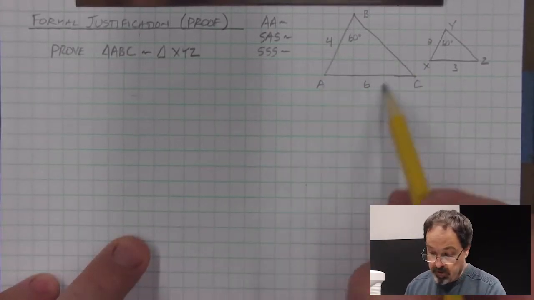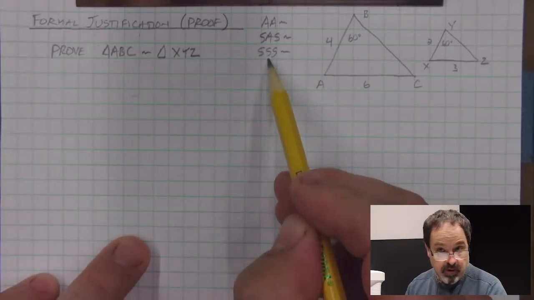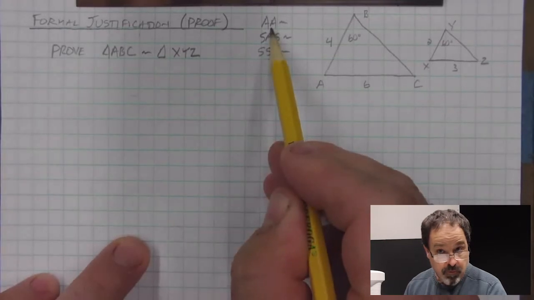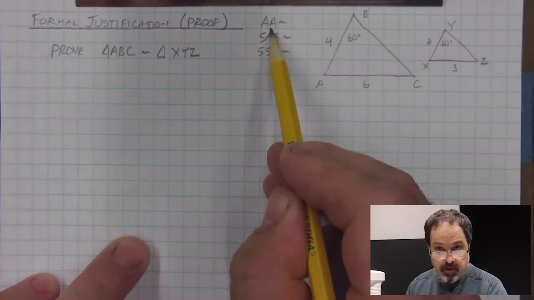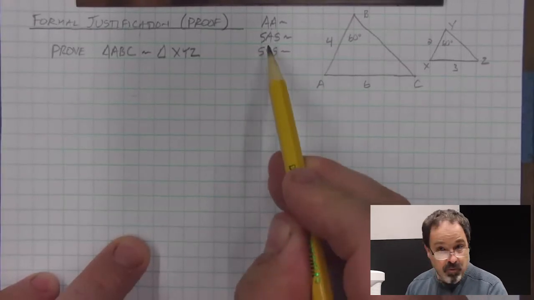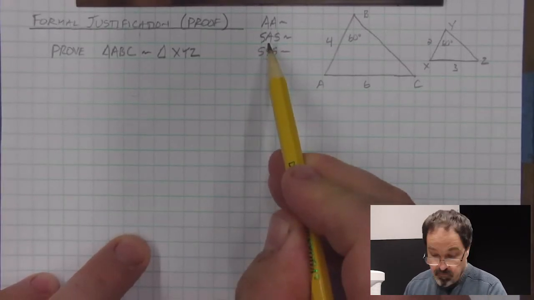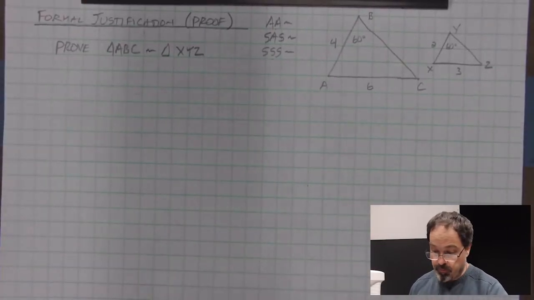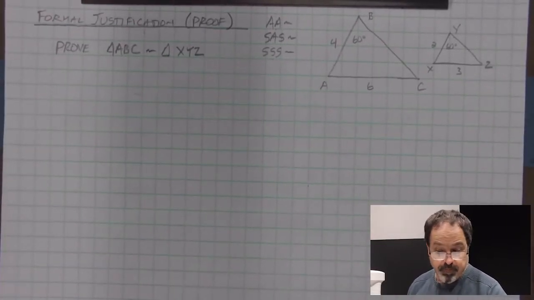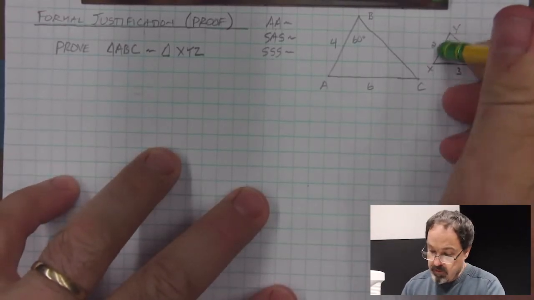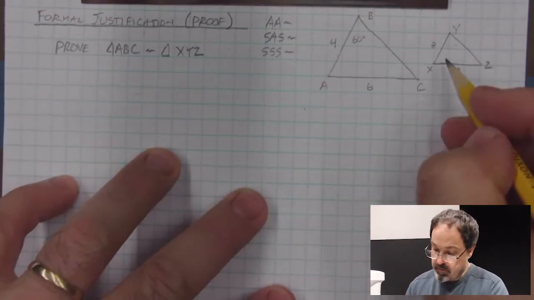We have two sides, not three, so we can't use SSS. We have one angle, not two, so we can't use angle-angle. We have two sides and an angle, but the angle is not in between the given sides. So none of these three, and those are the only three that we can rely on, will prove that these triangles are similar. I'm going to adjust this information and make it a different problem.